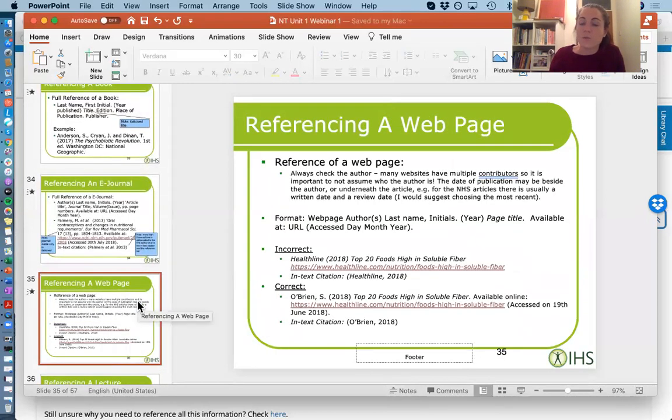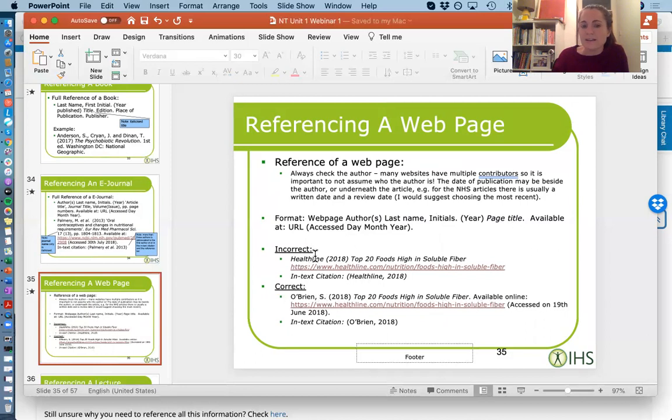Then referencing a web page. When you're referencing a web page, you're asked to include the web page author's last name, their initials, the year it was published, the page title, and then the URL. So ignore this incorrect one for a second. So you want to use O'Brien S, the date that it was published on the website, that'll be on the website, the name of the article, and then the URL itself and the date that you got it from.